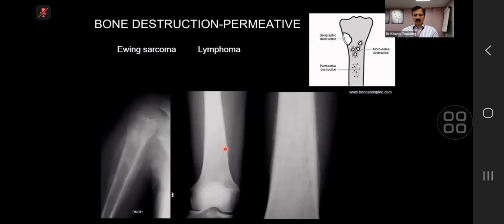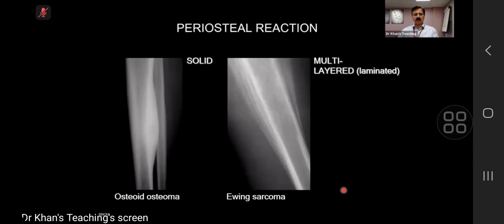If you see this, and this is an enlargement, and you can see, look at the marrow, it's not normal, and then there is evidence of periosteal reaction, which tells you that something is wrong. So permeative bony destruction exam case is extremely important. I'll show you cases from this category.